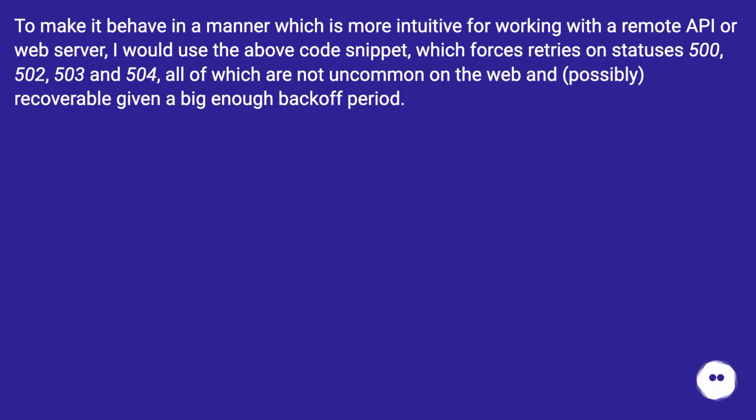To make it behave in a manner which is more intuitive for working with a remote API or web server, I would use the above code snippet, which forces retries on statuses 500, 502, 503 and 504, all of which are not uncommon on the web and, possibly, recoverable given a big enough backoff period.